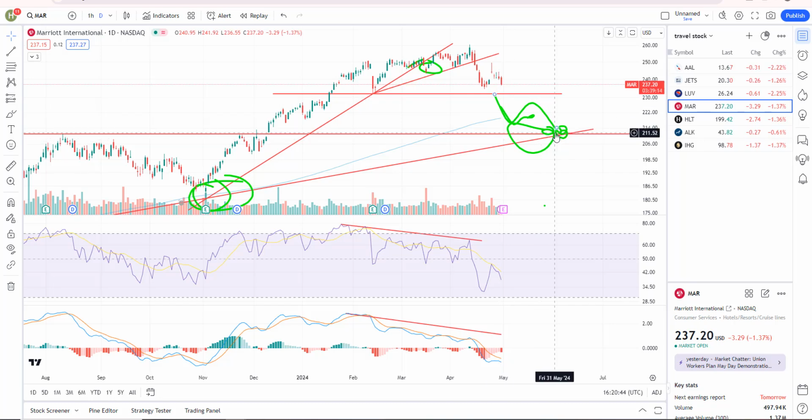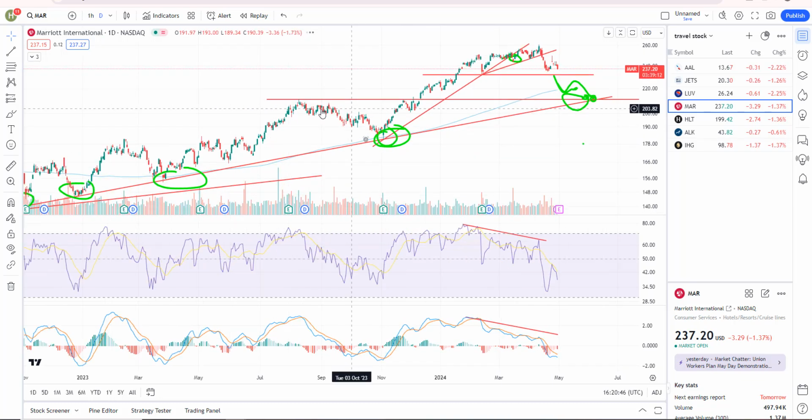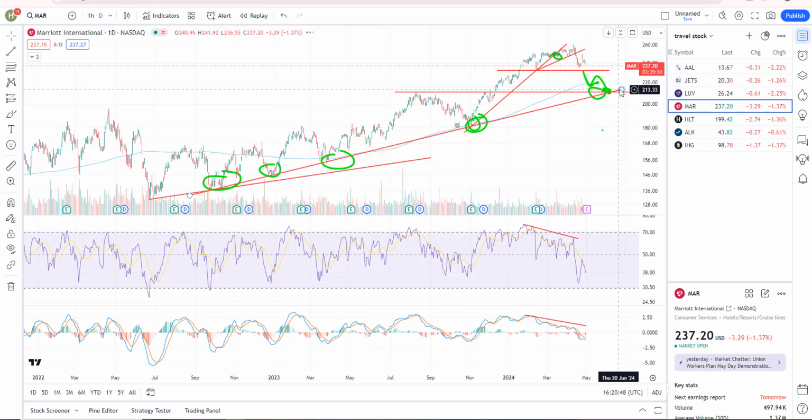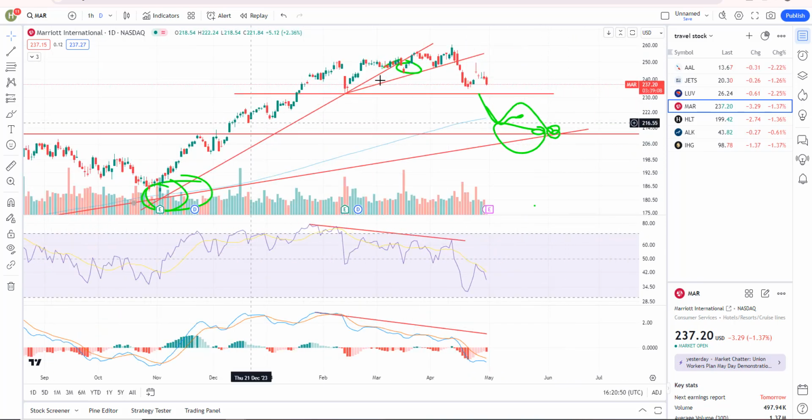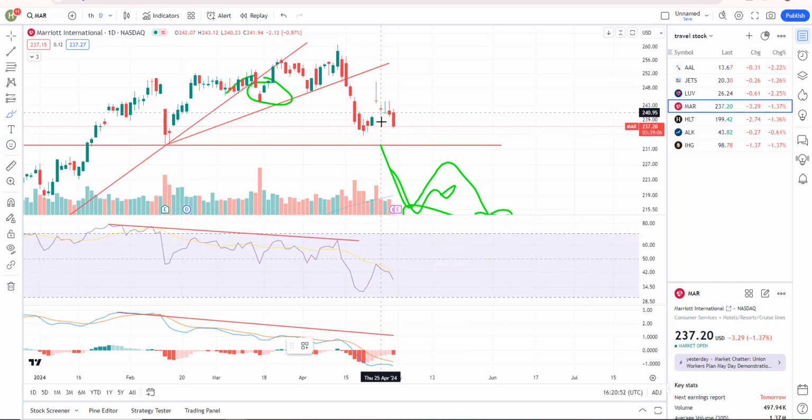My target's down here at 211. You've got support, good uptrend support, and all that right down there. So 211, and look, it's rolling over. So this one's working and continues to work.